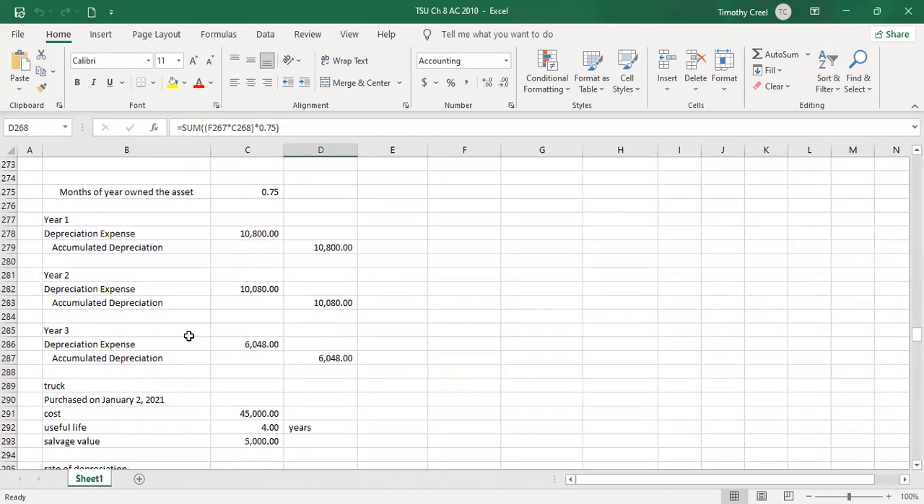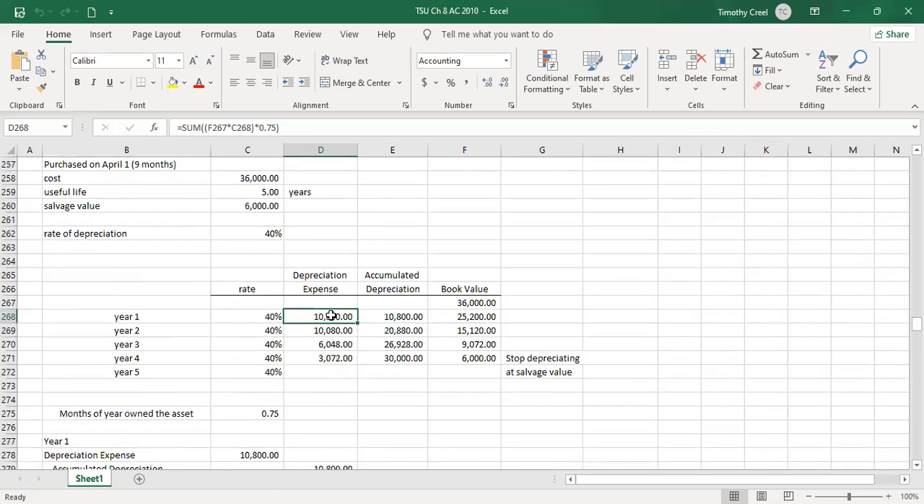And then the journal entries would be recognized basically the same, for the amounts that we figured here. So depreciation is the main thing. Make sure you understand these 3 methods, really the main thing in this chapter.